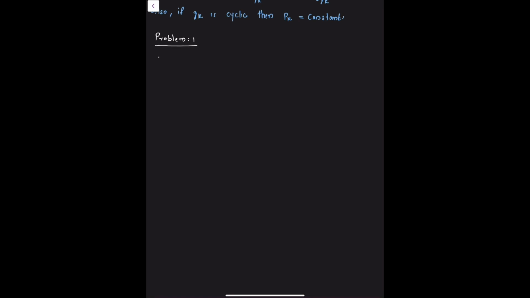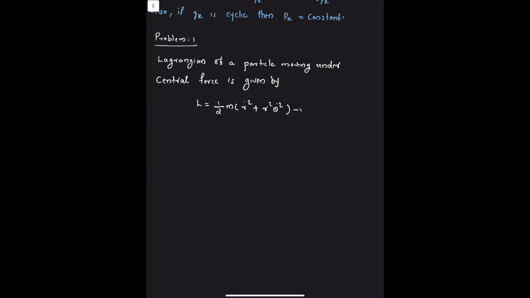To understand the concept of cyclic coordinate, let us do a problem. The Lagrangian of a particle moving under central force is given by L is equal to half m times r dot square plus r square theta dot square, minus V of r. Show that the angular momentum of the particle is conserved.